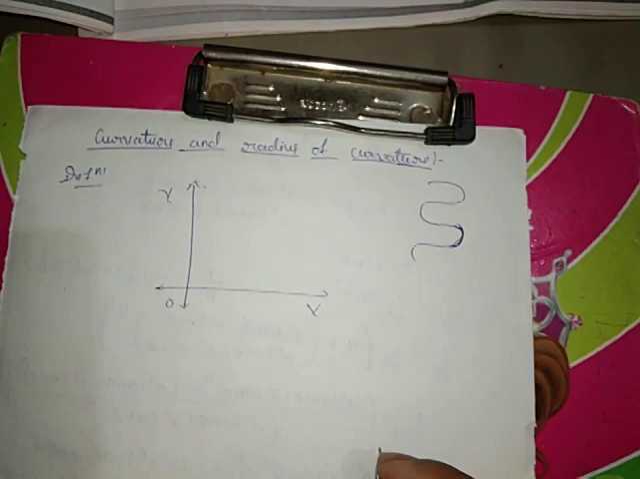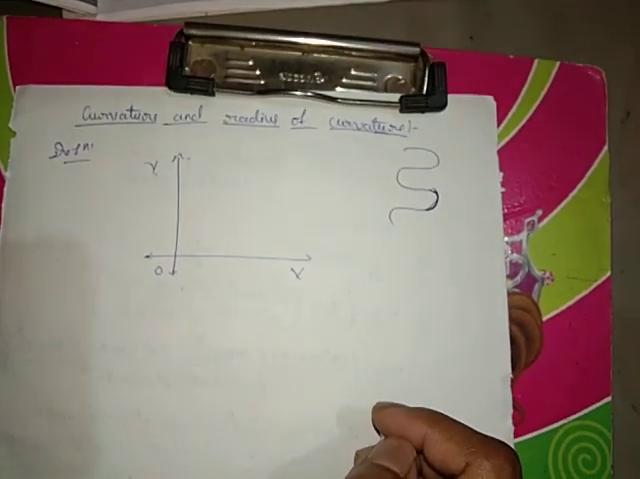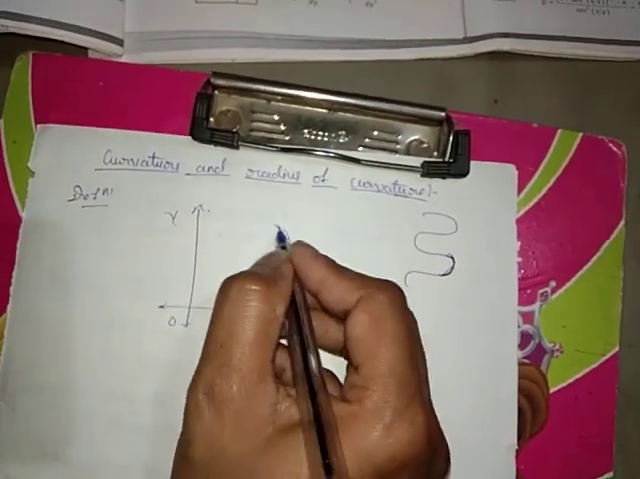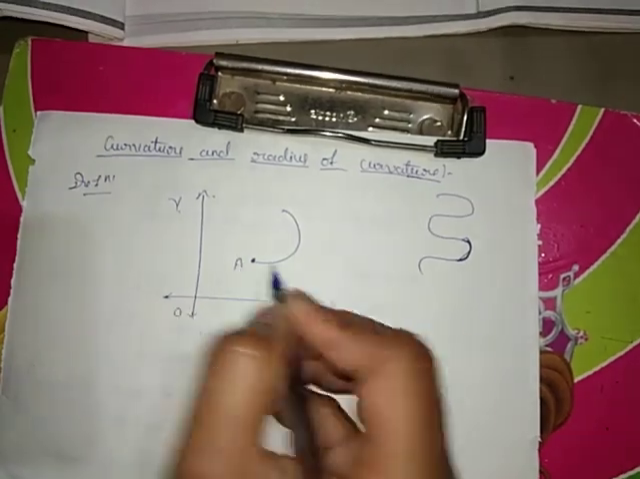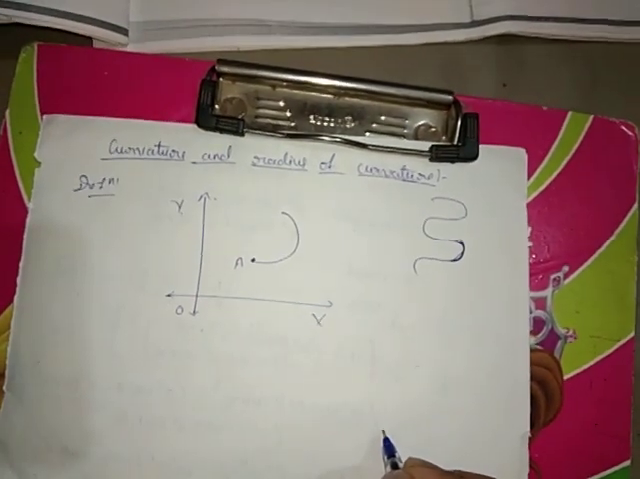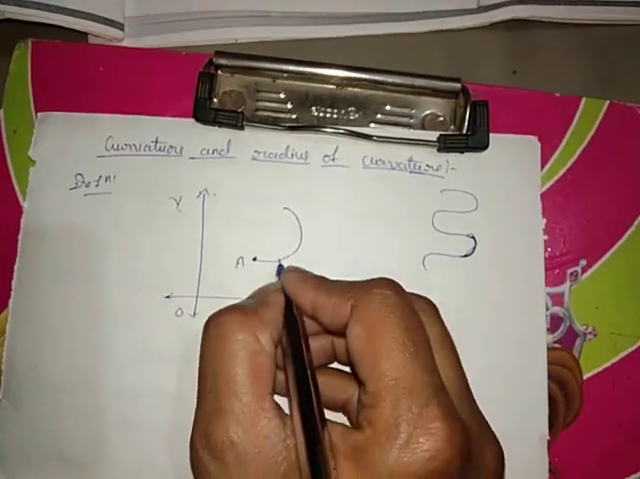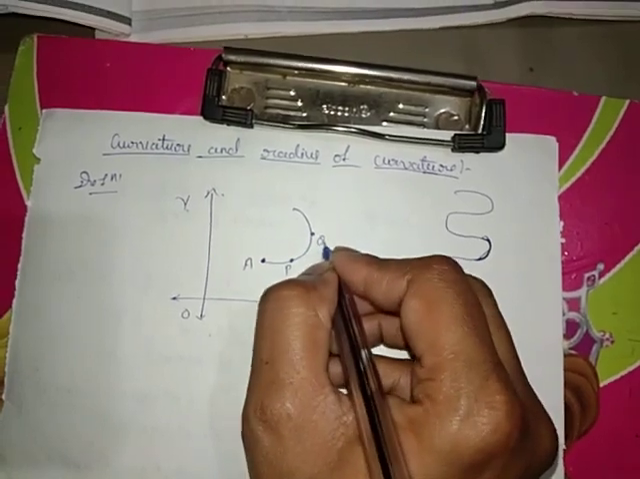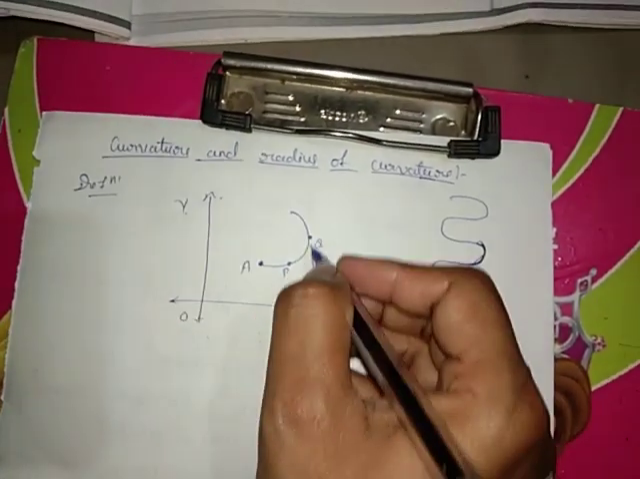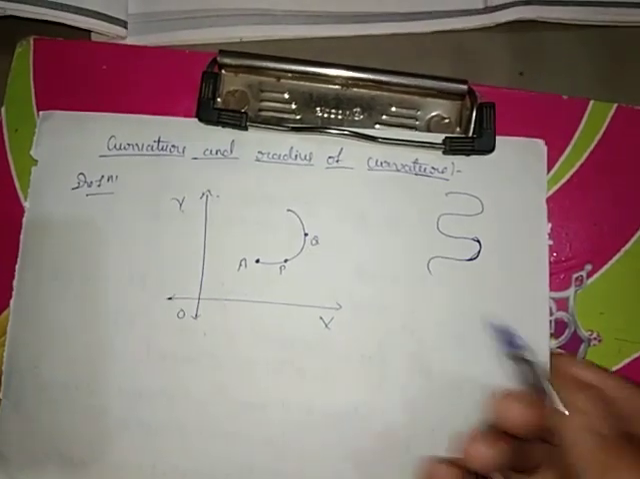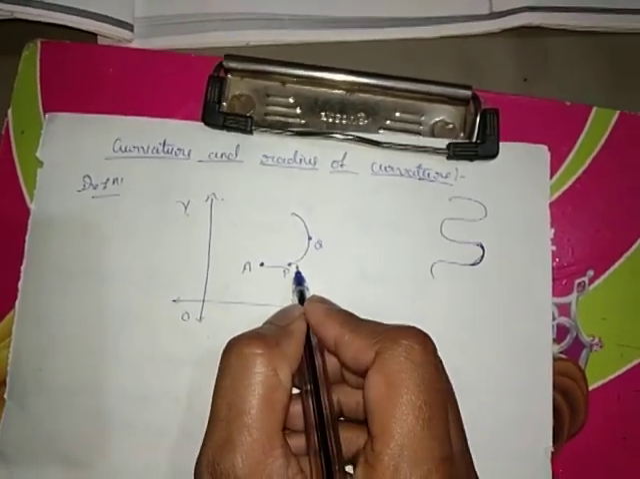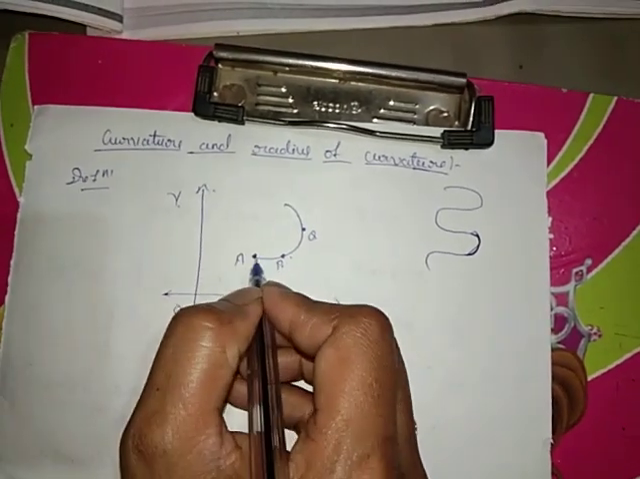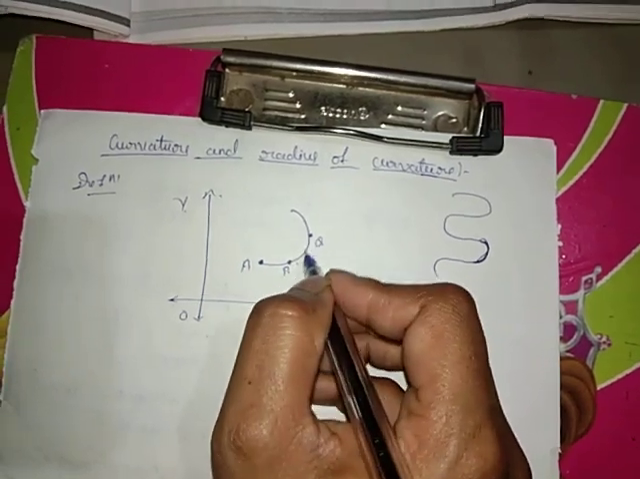So in the XOY plane, let A be a fixed point on the curve. Consider a curve here. This will be our curve, and this will be the fixed point A. On the curve, we are considering two neighboring points. Let P and Q be the two neighboring points on the curve. Neighboring means related, like neighbors.